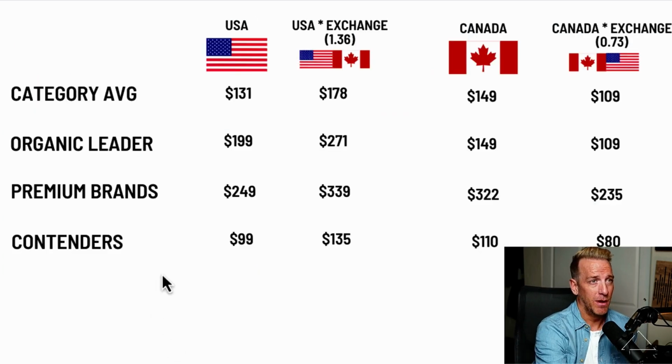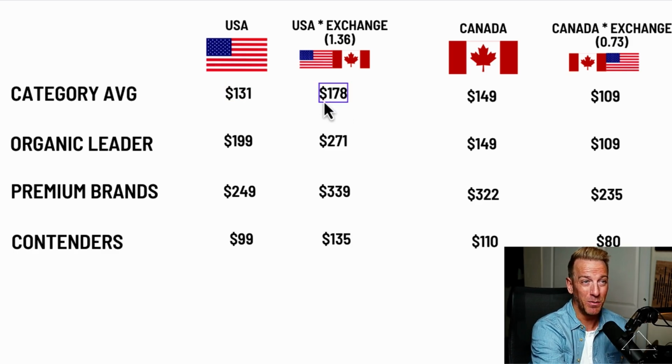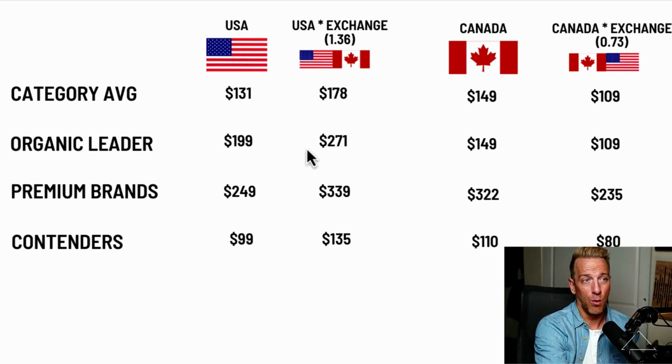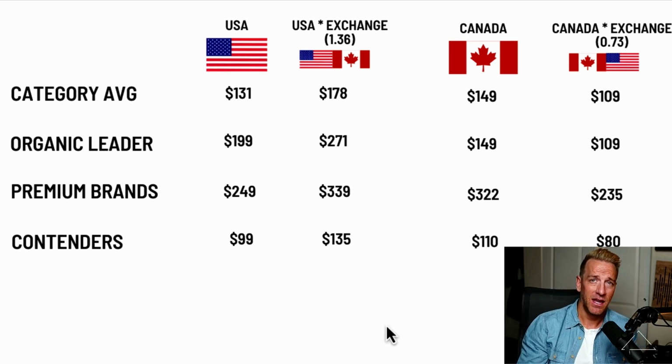Peeling the onion back a little bit more, you can see the category average in the US is $131, which if you applied the exchange rate of 1.36 would be about $178 in Canada. You've got organic leaders, premium branded players, and contenders like new up and coming brands. This is a comparison that I like to do to evaluate the US, if I'm selling there already, versus Canada. Again, typically you can price up your product, but there are also circumstances where you might need to price it down, or it may be too aggressive for you to enter the Canadian market based on those competitive dynamics.